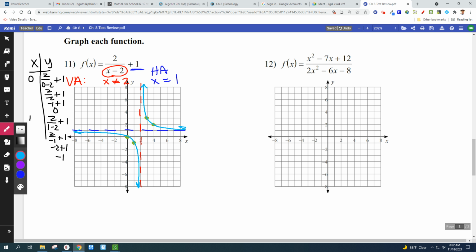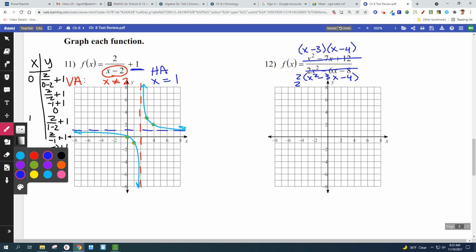So the next one's going to be harder because you're going to have to factor. It's a lot harder to see where the bottom equals 0 until you factor. So let's do that first. On the top is an easy trinomial, x minus 3 and x minus 4. On the bottom, I see a GCF of 2, so let's start with that. GCF of 2, that's x squared minus 3x minus 4. But now I also have an easy trinomial. So you've got this 2, and you've got an x minus 4 and an x plus 1.